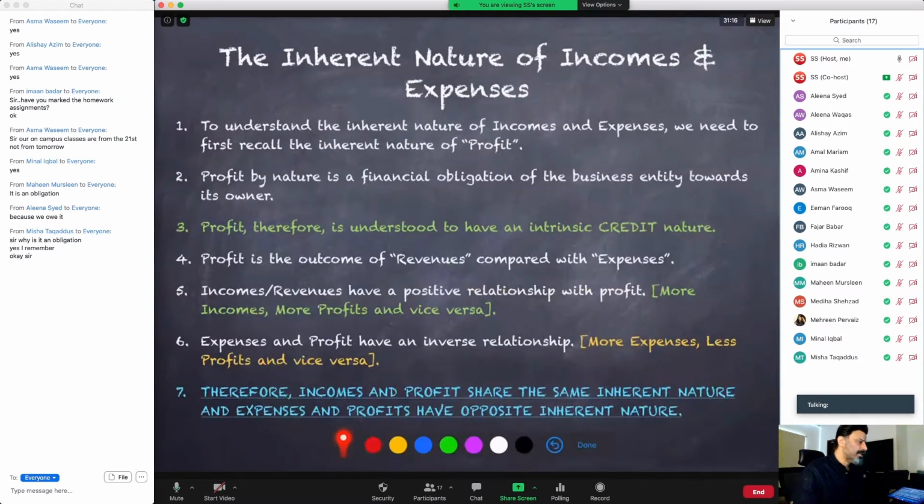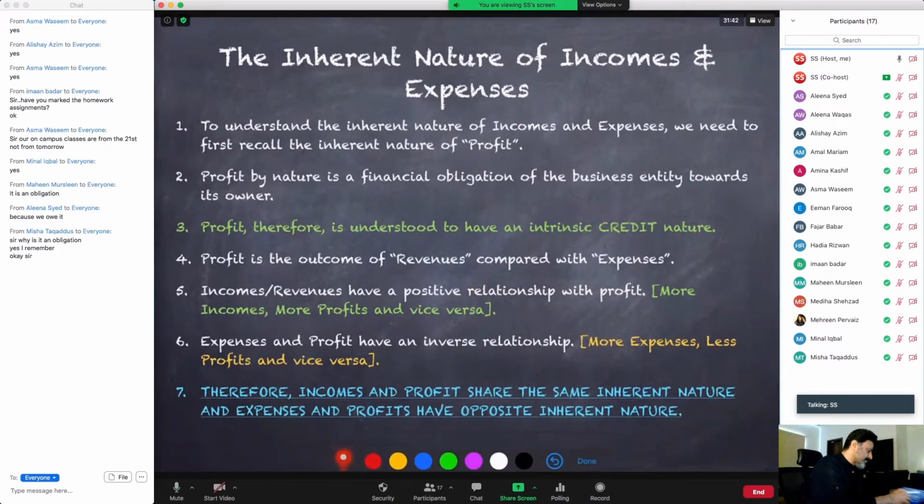Okay, good. So this simply means that since profit has a credit nature, incomes should also have a credit nature. And that is why point number 3 and point number 5 I have highlighted in green, so that you can always develop a connection over there. Since profit has a credit nature, incomes will also have credit nature by default, and expenses have an inverse relationship, so expenses will have a default debit nature. Since profit has a credit nature, expense has to have the opposite nature to it.